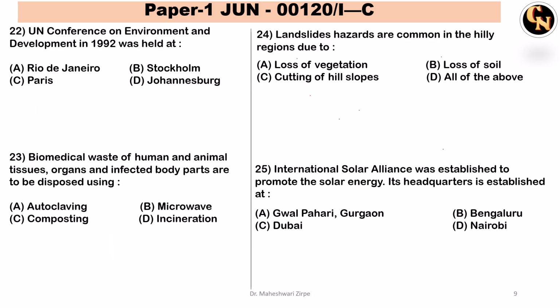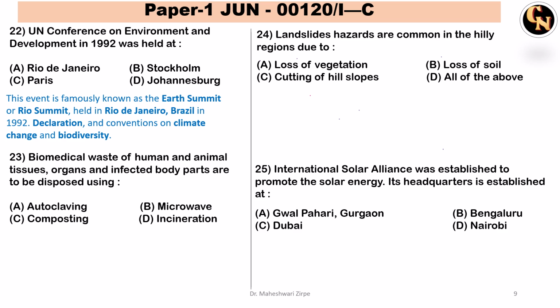Now question number 22 is, the UN Conference on Environment and Development in 1992 was held at dash. This UN environment conference was very famous and was known as the Earth Summit or Rio Summit, as it was held in Rio, Brazil in 1992. This was basically the convention for climate change and biodiversity. So the correct option is A.